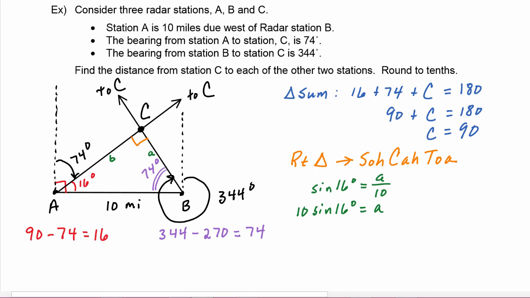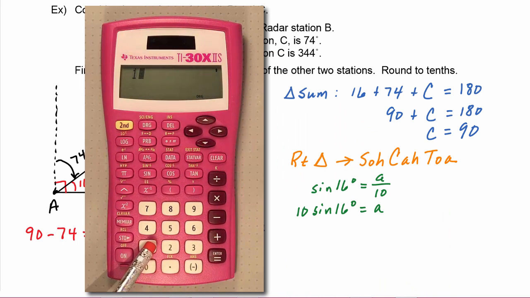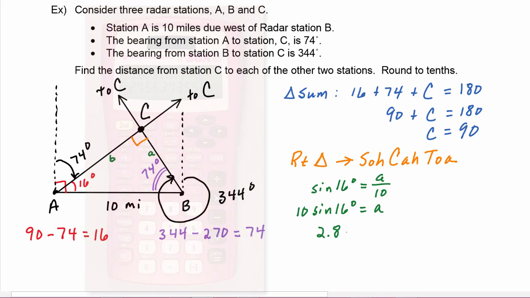And now we're going to pick up our calculators, enter 10 times the sine of 16 degrees. We need to close the parenthesis and hit enter. Rounding to the tenths place, we see that a is going to be approximately 2.8. And the units would be the same units as the 10 here, so units are going to be miles.